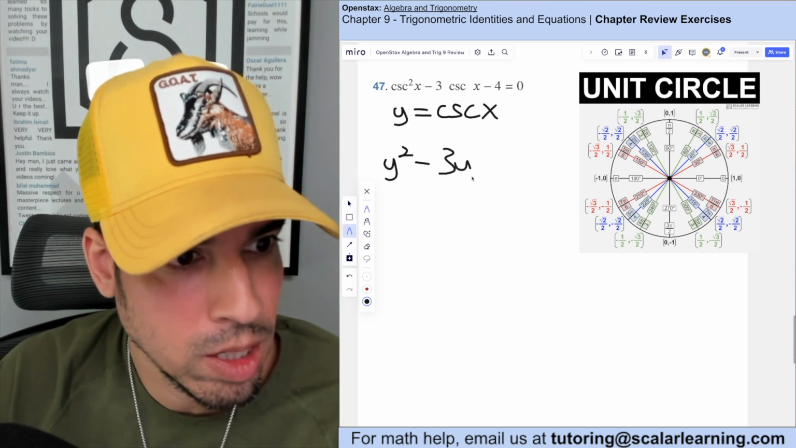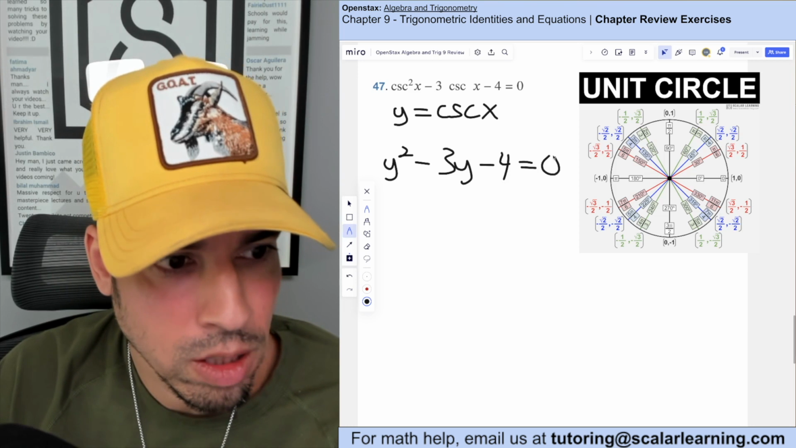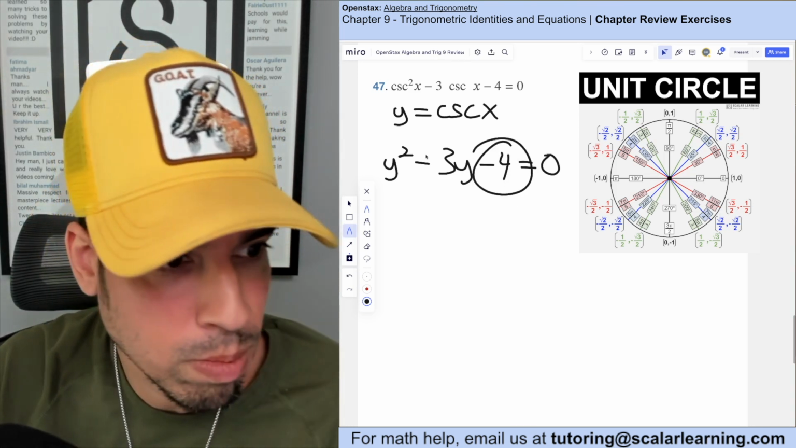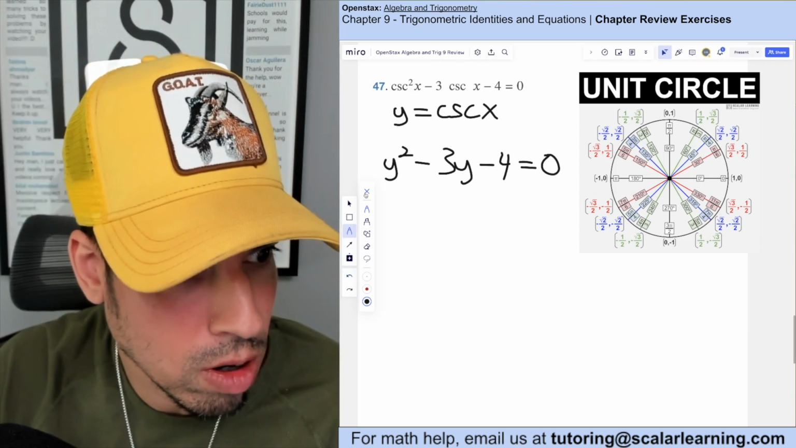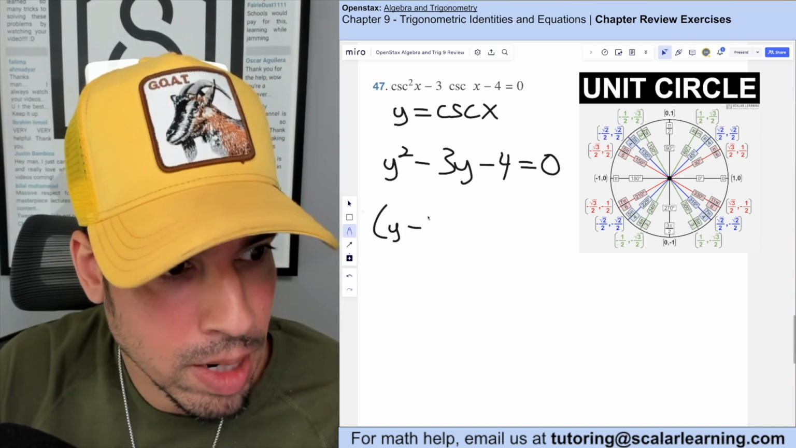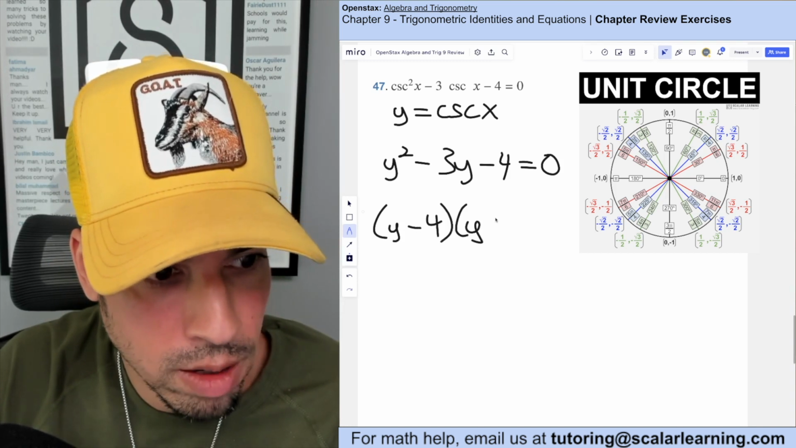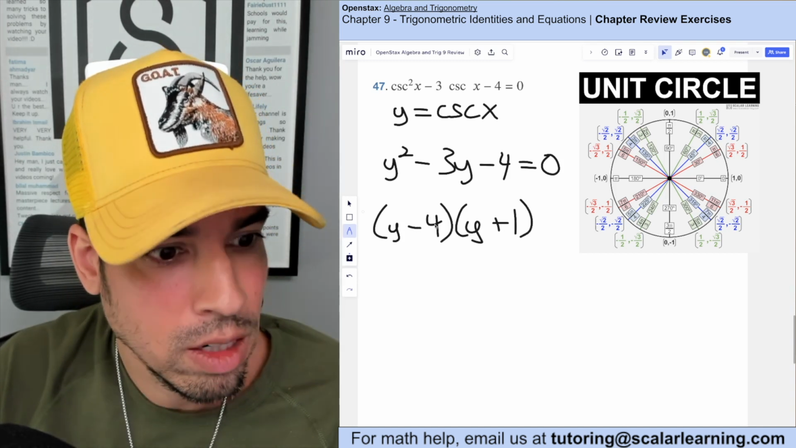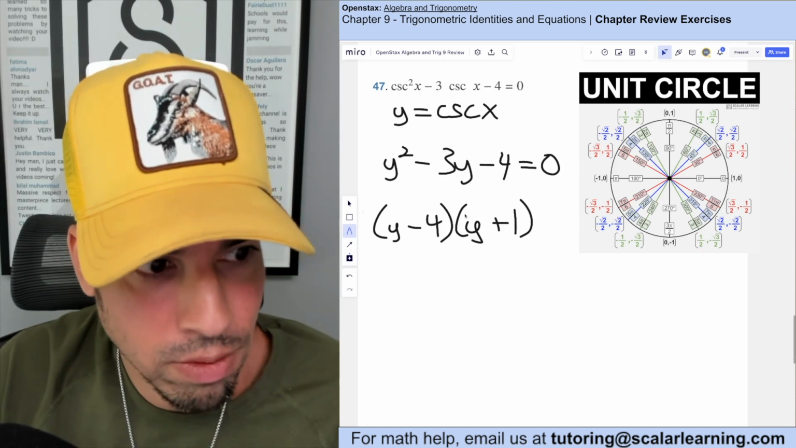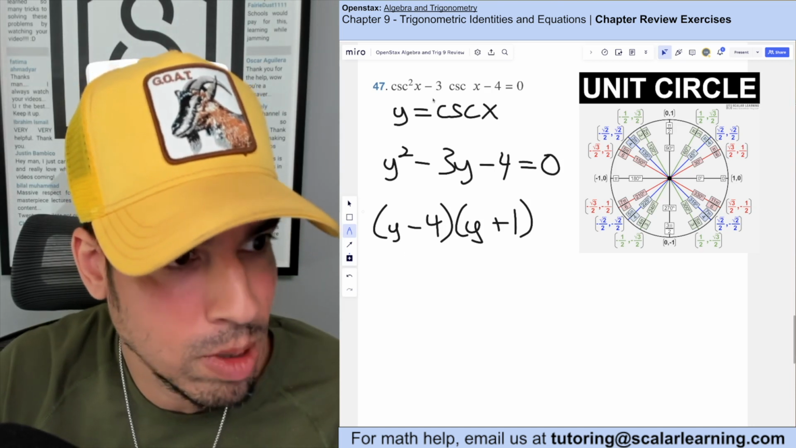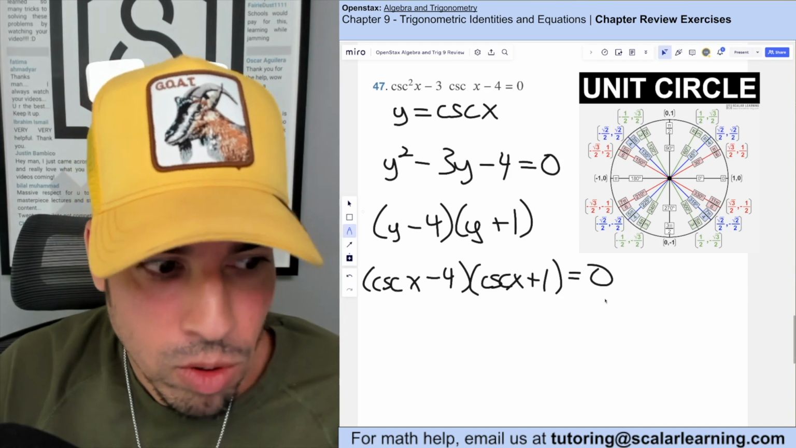So it's y squared minus 3y minus 4. And then the question is, are there any two numbers that multiply to this and add to this? And there are. It's y minus 4 times y plus 1, right? -4 times 1 is -4. -4 plus 1 is -3. Now I'm going to put the cosecant back in, and we have all this equal to 0.